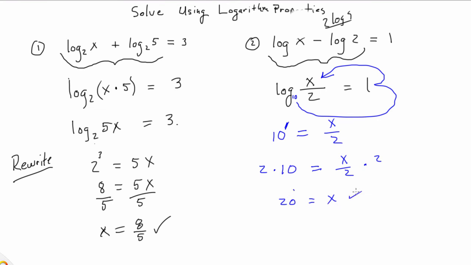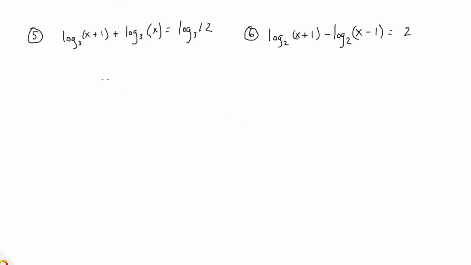And I kind of did a quick check in my head up top there, and it does work. All right, 2 more slides here. This one here, number 5, is actually going to be fairly easy. On the left here, I have 2 logs, so I'm going to combine it into 1 log. So I'm going to write log base 3 of x plus 1 times x. And I'm just going to write the x right here. So 2 logs turned it into 1, addition turned into multiplication, is equal to log base 3 of 12.